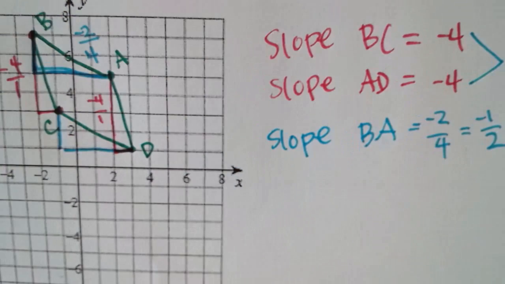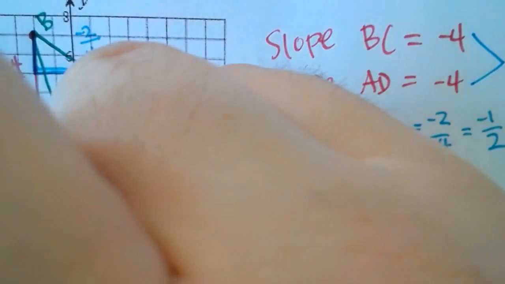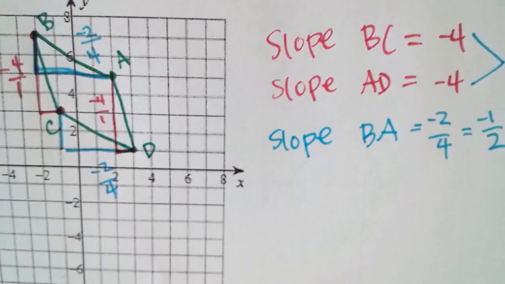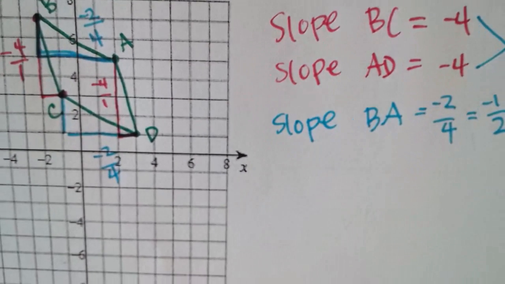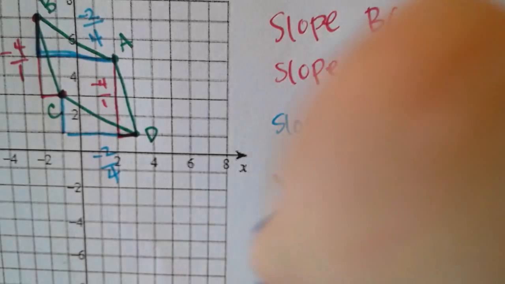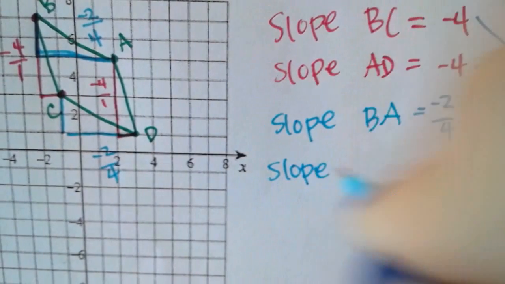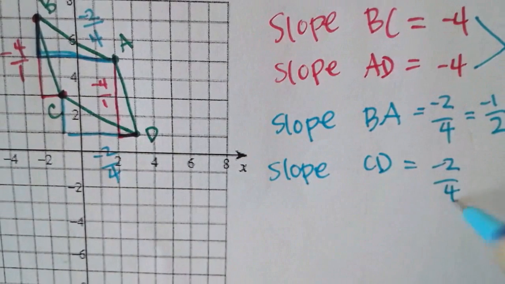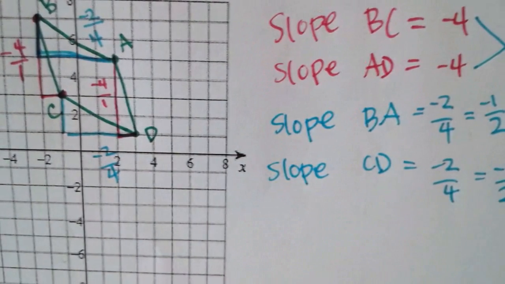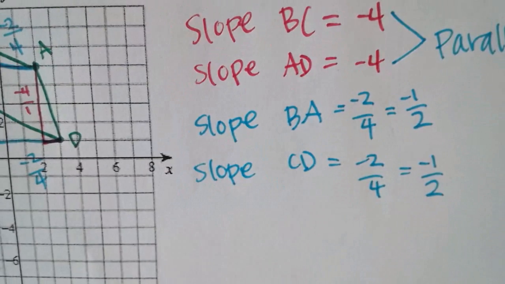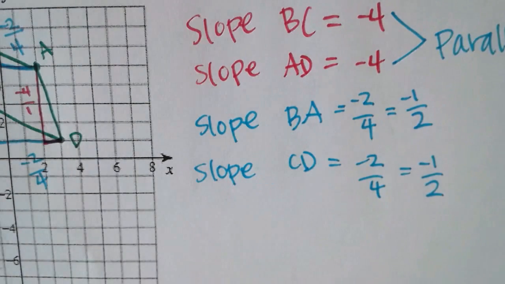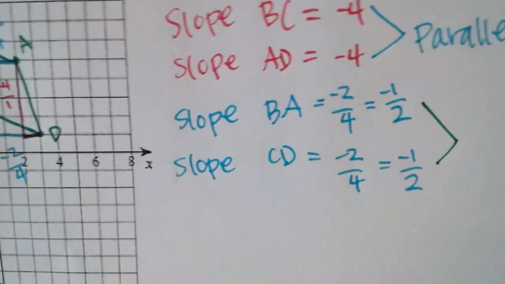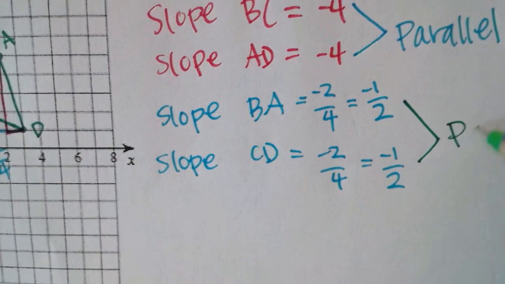And then we'll do it one more time. From C to D, what did we do? We went down 2 over 4. Very good. What do we know about these slopes? They're also parallel.